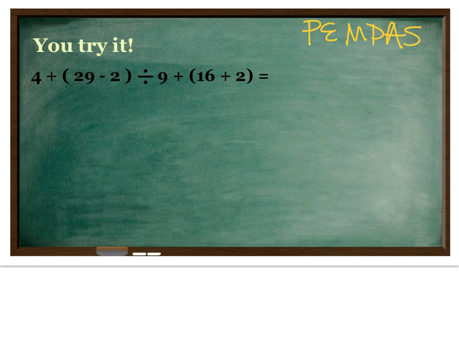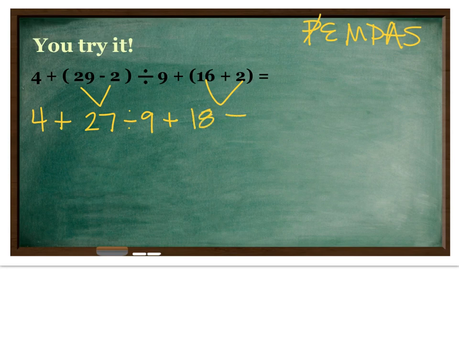All right, so this time I have parentheses. I actually have two sets of parentheses. So what I can do is I can solve what's in the parentheses first. But I'm going to bring down the 4 plus 29 minus 2 is 27 divided by 9 plus 16 plus 2 is 18 equals. Okay?